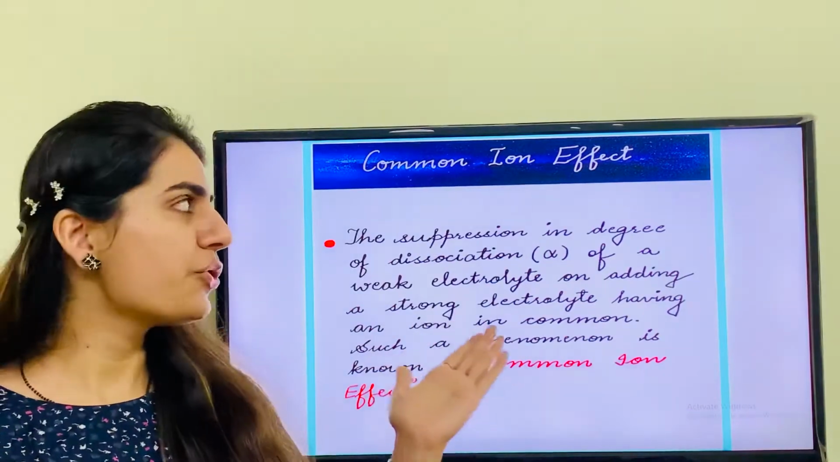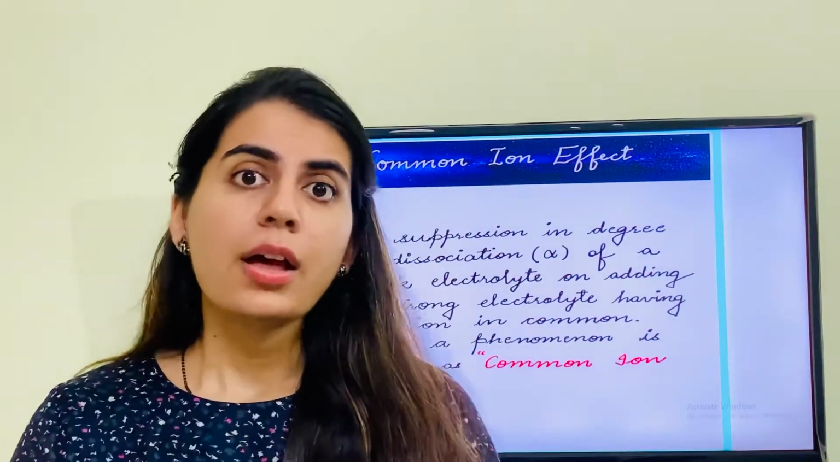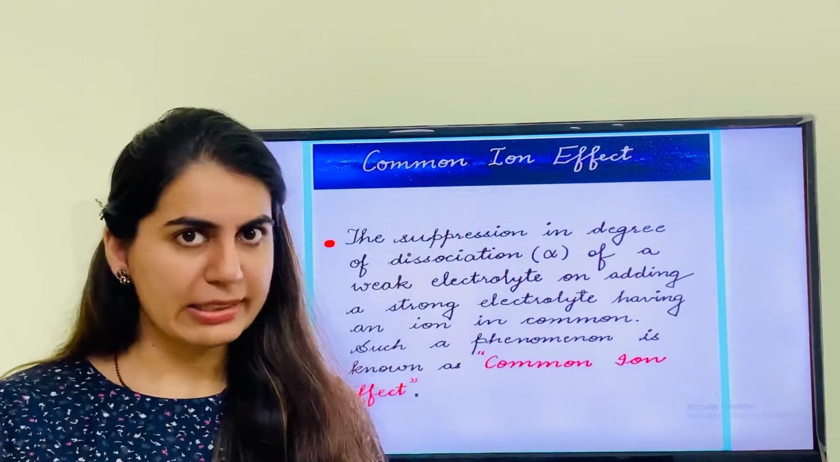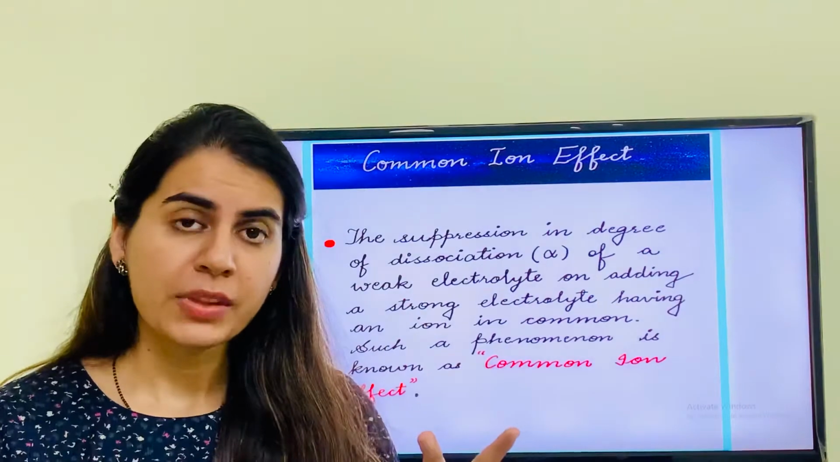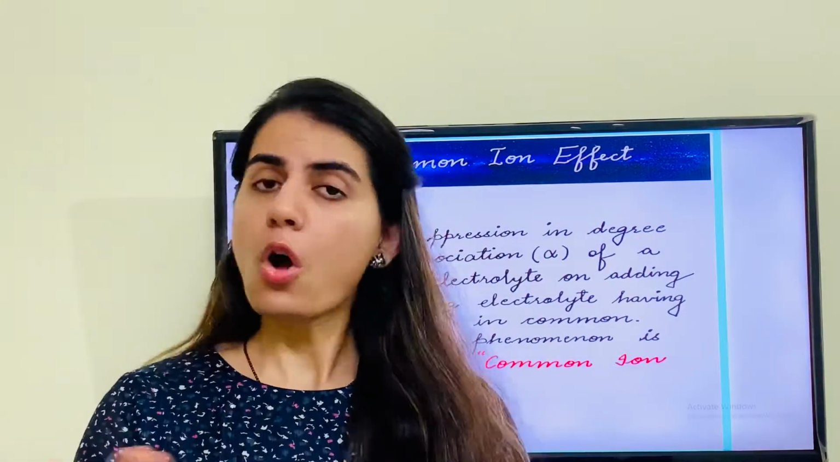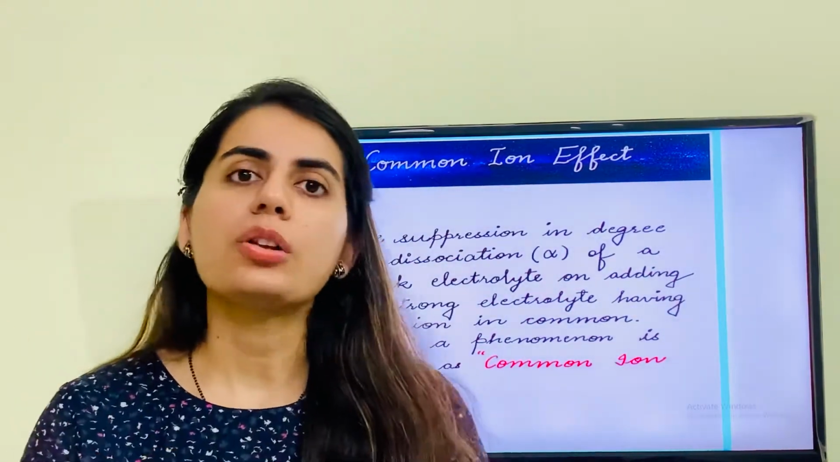Before I explain in detail, we just need to understand two terms that we have studied before. One is weak electrolyte and one is strong electrolyte. Now what is a weak electrolyte? A weak electrolyte is an electrolyte which does not dissociate completely. It can be a weak acid, a weak base, or a weak salt. A strong electrolyte is something which dissociates almost completely. It can be any strong acid, any strong base, or any salt like common salt which dissociates almost completely.